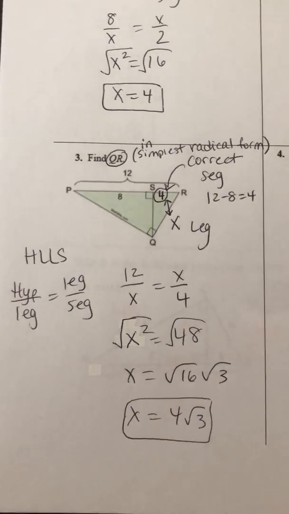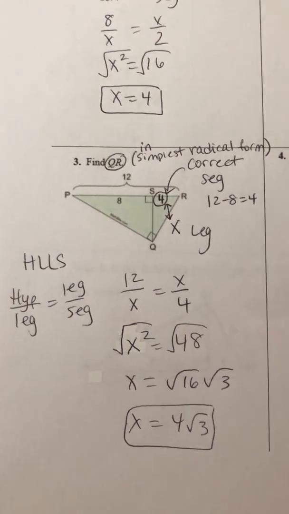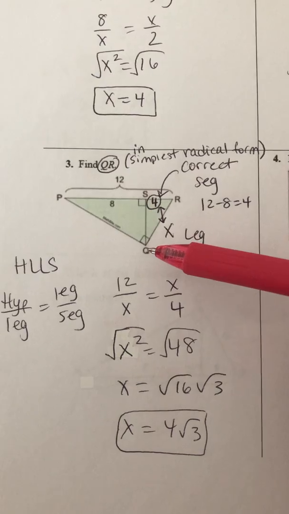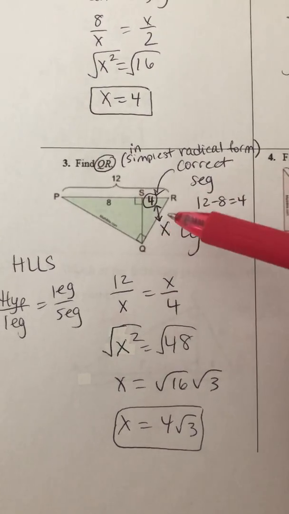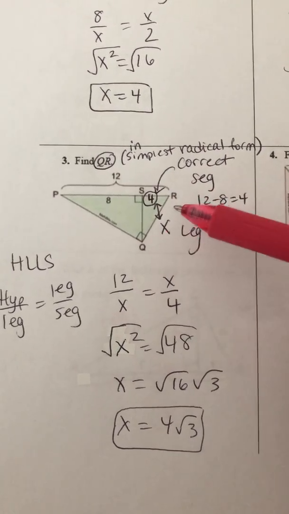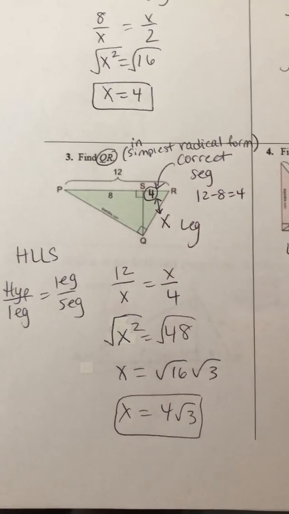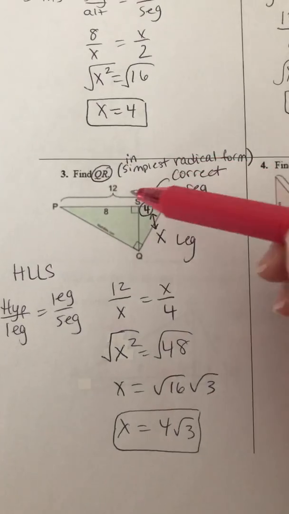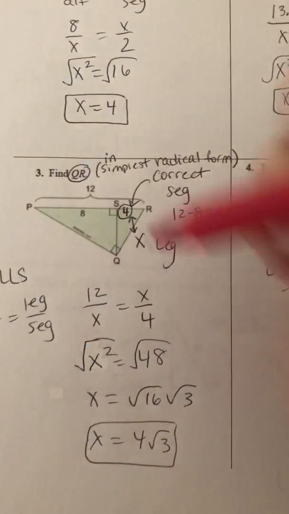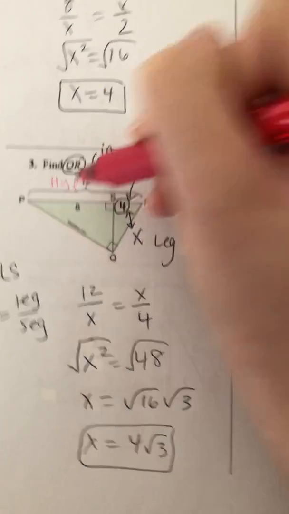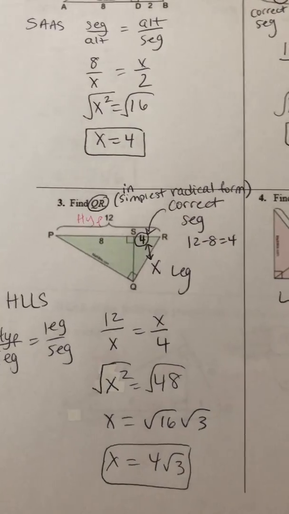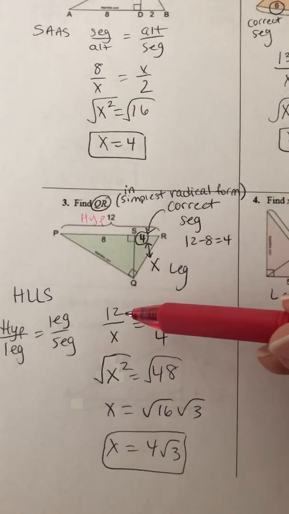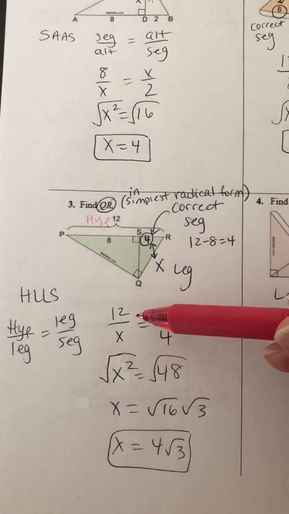Number 3 had to be in simplest radical form. The diagram has the right angle at the bottom. The X that we're looking for is QR. That's the leg, so we know we're doing HILLS. And the hypotenuse is the whole thing, the 12. That 12 is the hypotenuse that we put into the formula there.